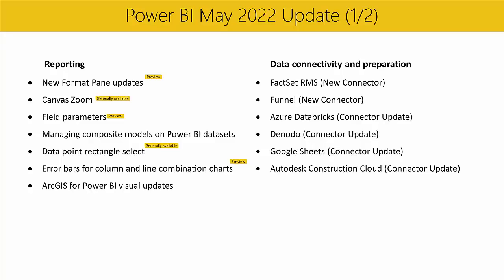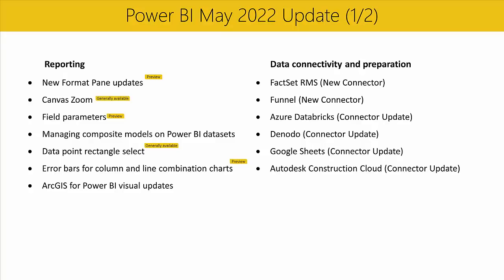Next, we've continued our work on error bars, and this month we've brought the feature to combo charts as well. After enabling the preview feature, you can create error bars using the same method as before. Drag upper and lower bound fields into the field wells in the error bars card of the Analytics pane, and you'll find the same formatting options for the line and column portions of the visual as their respective chart types.